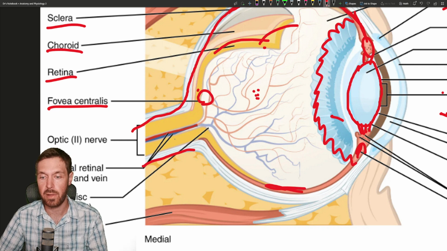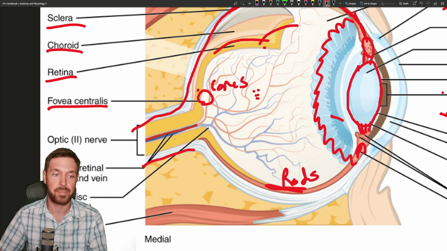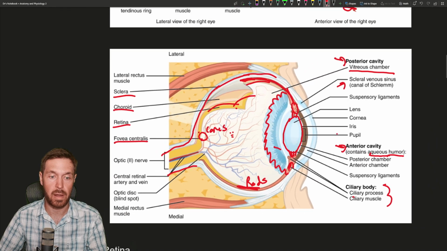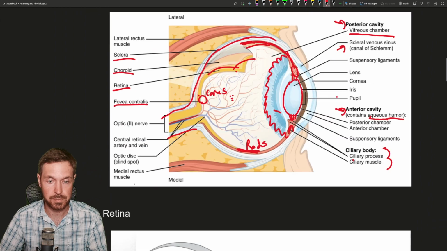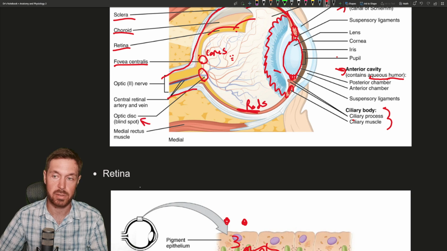Whereas out here on the periphery of the retina, that's where you have more rods, and you have more cones over here. Also, there's vasculature, arteries, veins, and so forth found in there as well. Alrighty. And that blind spot is known as the optic disc right here too.